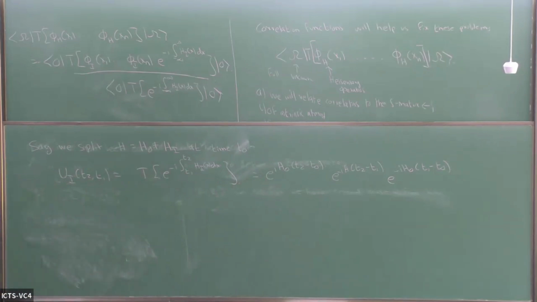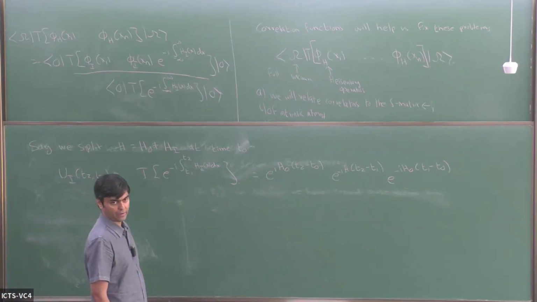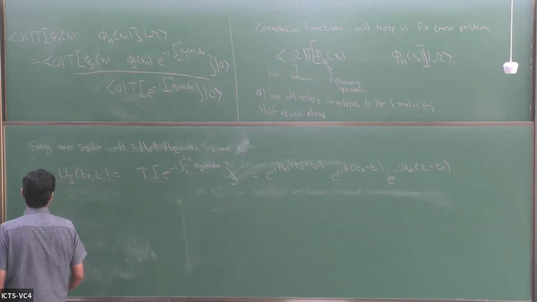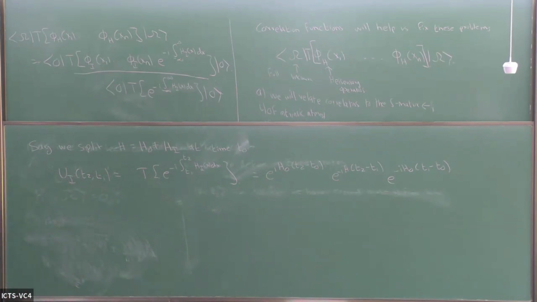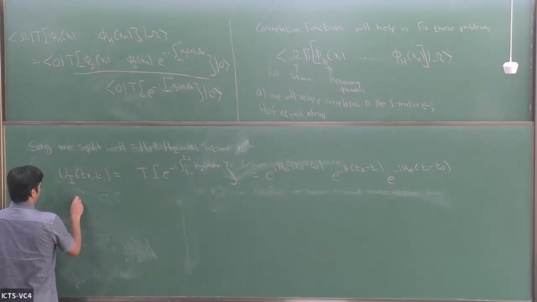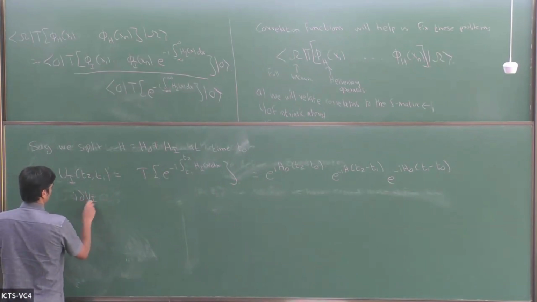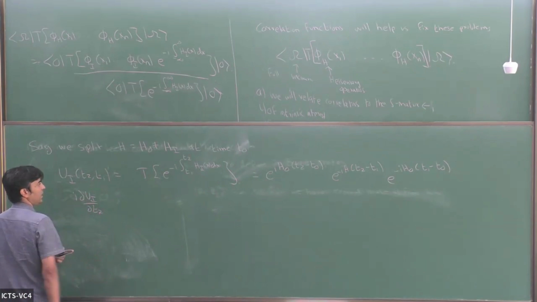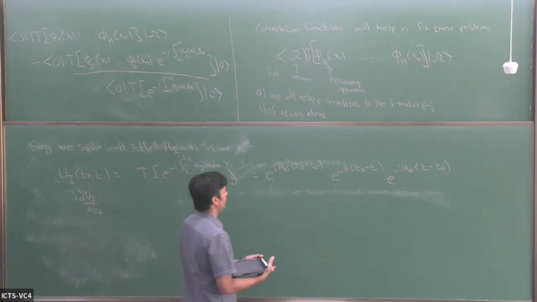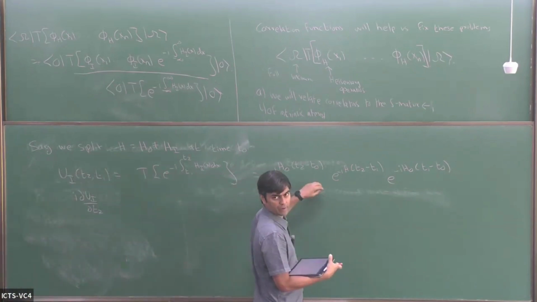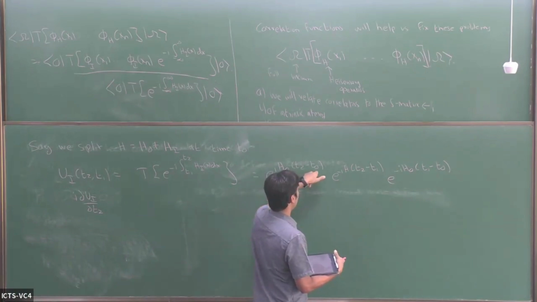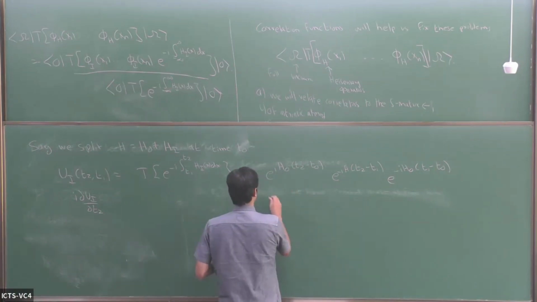Well, you check what differential equation this satisfies. If you look at i d U by dt2, then this is in fact the operator that we've considered before, which is e to the i H0 (t2 minus t0).